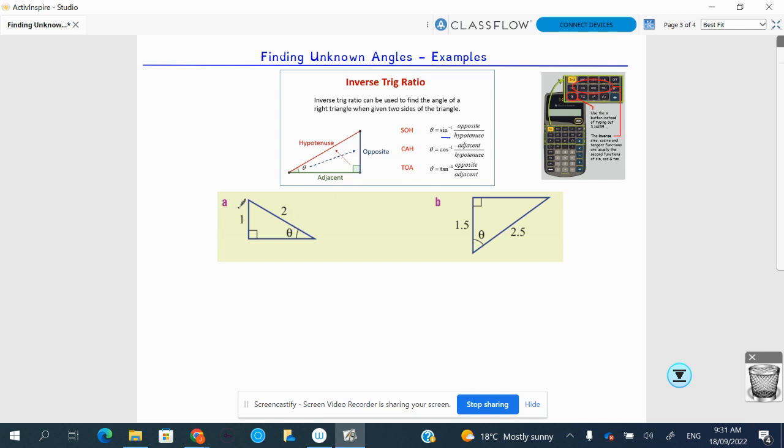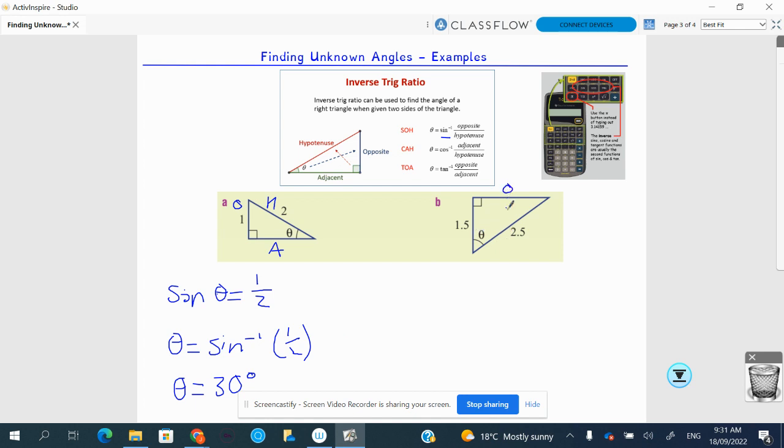So we'll start off the same way by labeling our sides. We have our opposite, hypotenuse, and adjacent. We are interested in O and H, which is sine. So sine theta equals opposite 1 over hypotenuse 2. Now, rearranging this formula to find theta, we're going to go theta equals the sine inverse of a half. Typing that into your calculator, you will get 30 degrees.